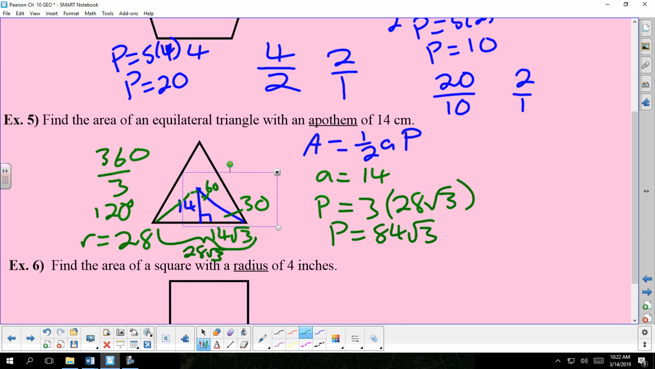Plug that in there. There's our apothem. So my area is 1/2 times 14 times 84 root 3.